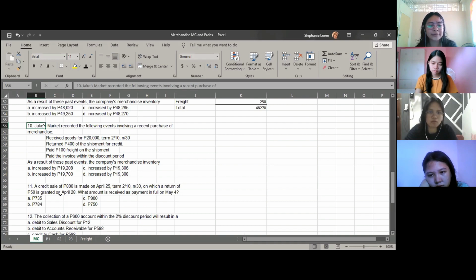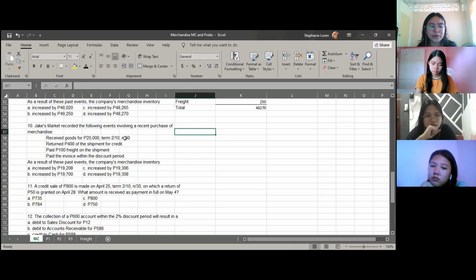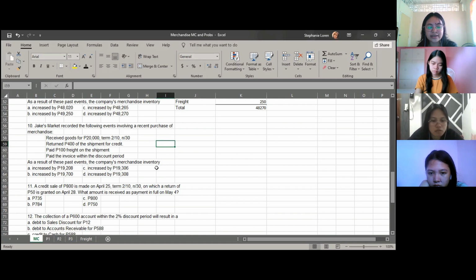Number 10, Jake's Market recorded the following events involving a recent purchase of merchandise. So, ito yung mga events or transactions. Receive goods for 20,000 terms 2/10, n/30. Return 400 pesos of the shipment for credit. Paid 100 freight on the shipment and paid the invoice within the discount period. So as a result of these past events, the company's merchandise inventory is A, increased by 19,208 pesos.